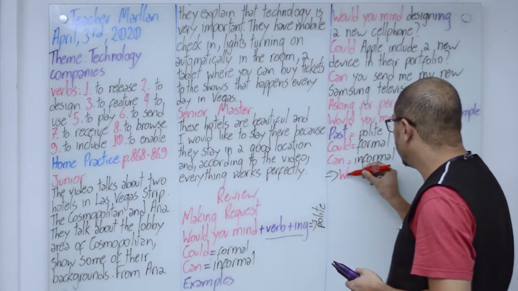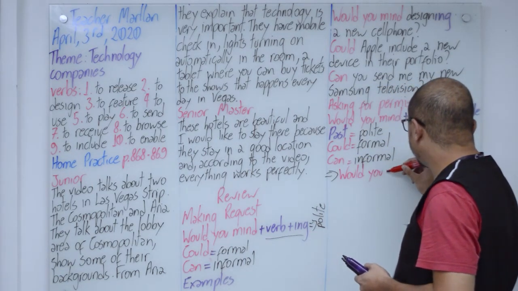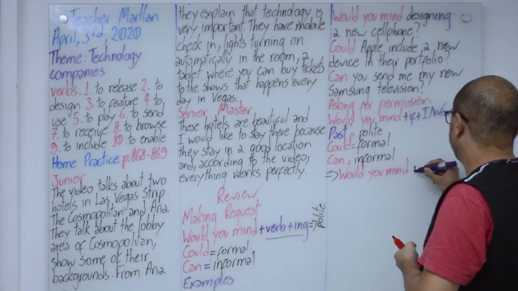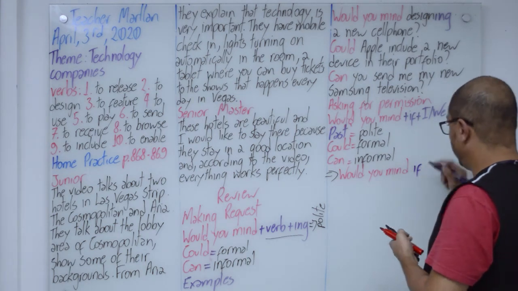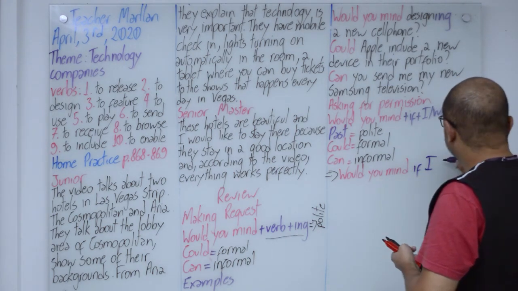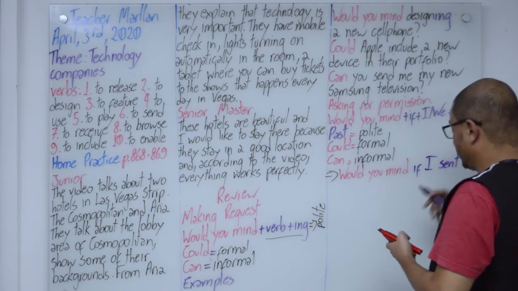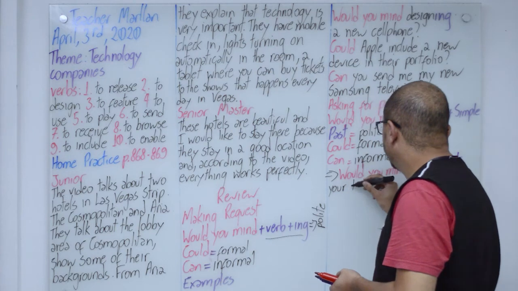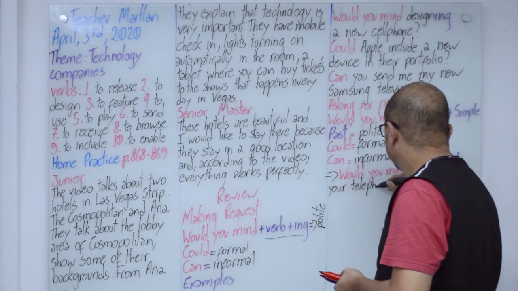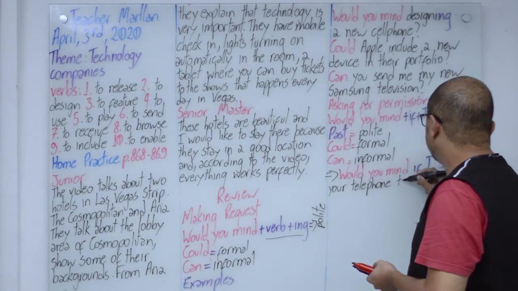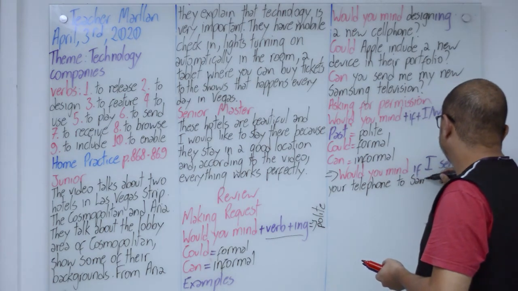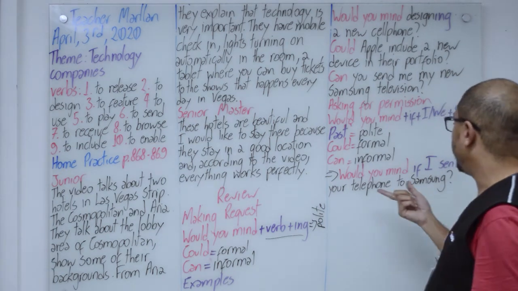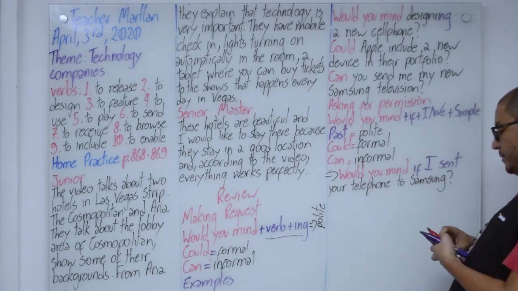Here we are going to use would you mind if I sent, okay, your telephone to Samsung. Okay? So, in this case, I had to use the verb in the past.